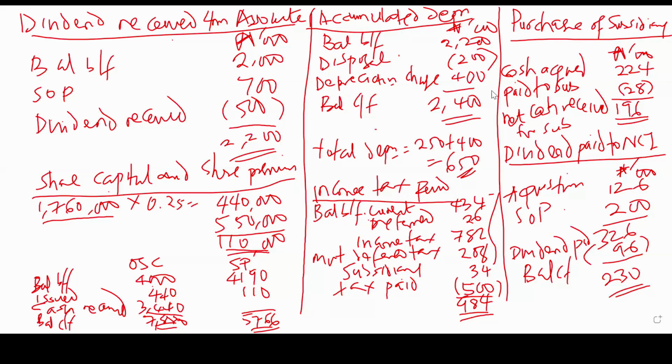Let me go back to the SOFP again. What's our final balance there for share premium? 5,766. All right. 5,766 minus 4,300 is 1,466. So the difference we have there as cash received is 1,466. All right, I think we are almost home and dry.